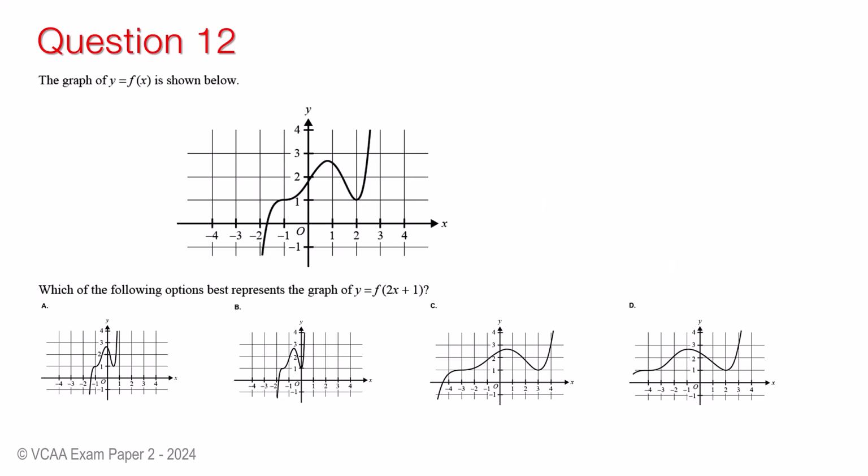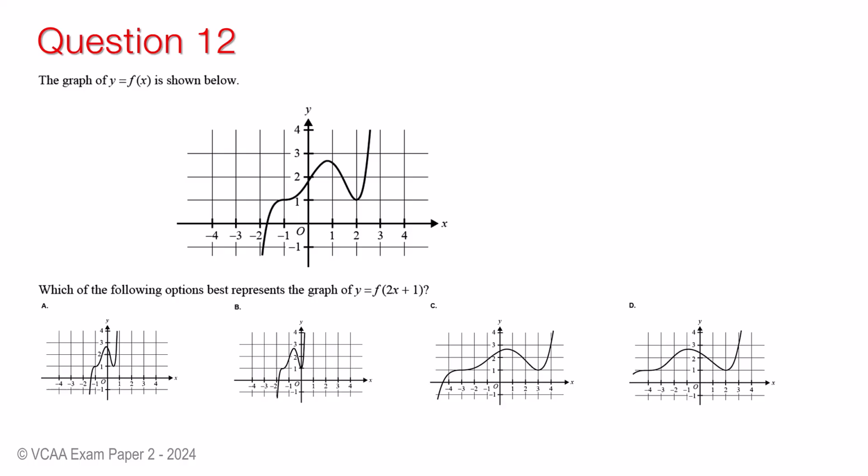The graph is provided without a function definition, and we need to determine the effect of the transformation f of 2x plus 1. Now this question was not done well. So remember tip 1, examiners know the most common mistakes that students are likely to make. So we need to proceed with caution.